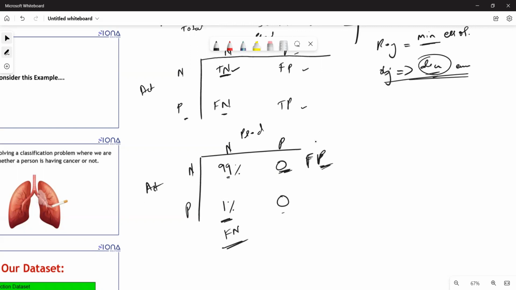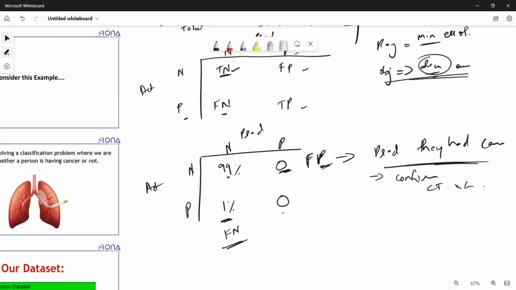Now, false positives are people who were predicted to have cancer. If people are predicted to have cancer but actually don't, they just have to undergo a confirmation test. You might do a CT scan or an X-ray or something like that, or MRI.